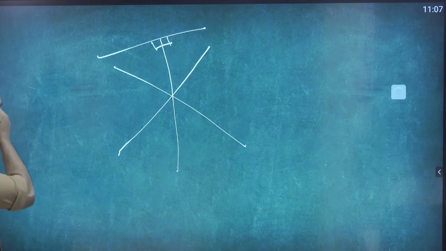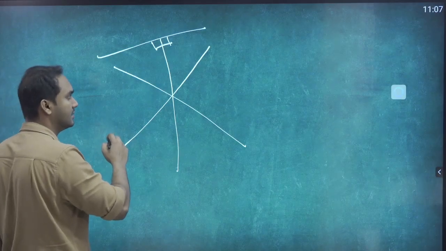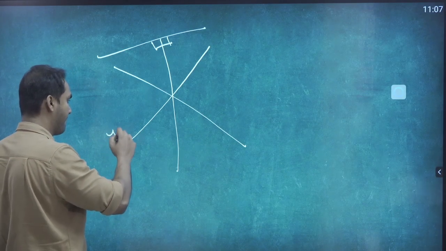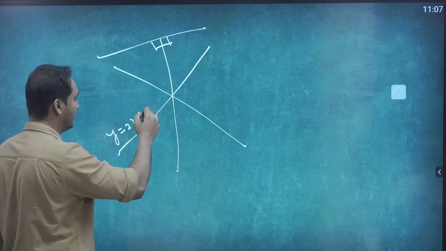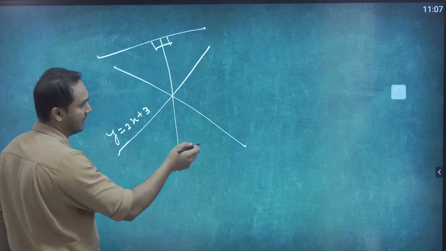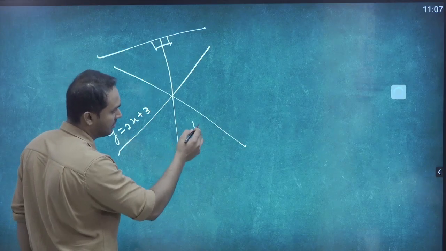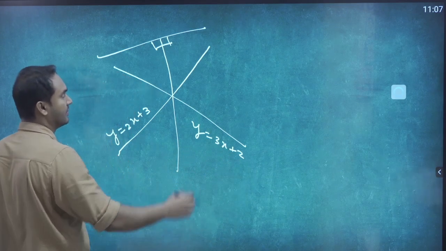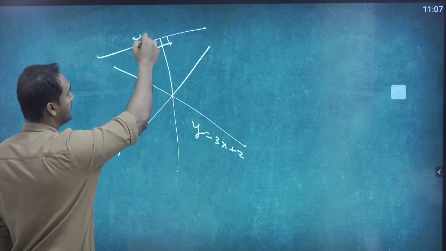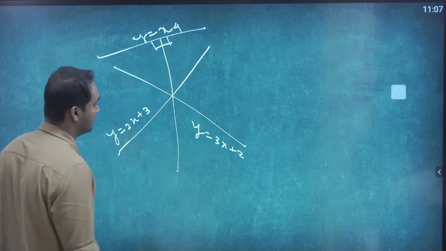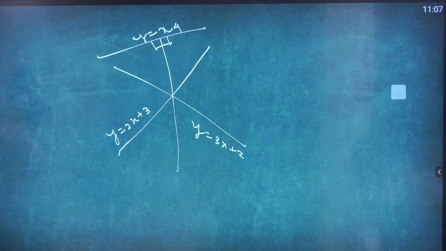The first equation is y equals 2x plus 3. I don't know if the graph is correct, but that is the sketch we had. Now this one, y equals 3x plus 2. And this one is y equals x plus 4. Now what should you do?